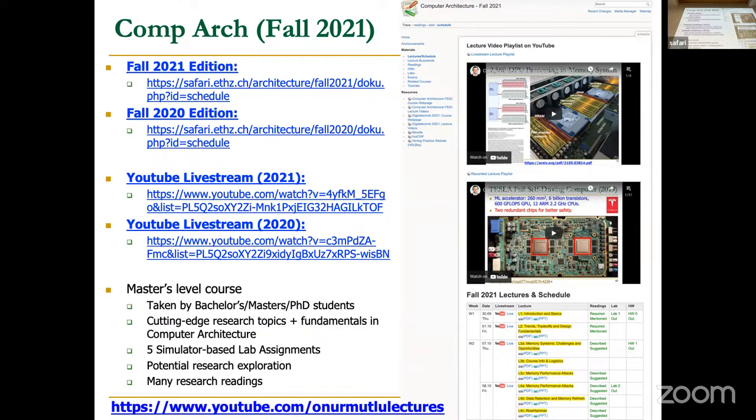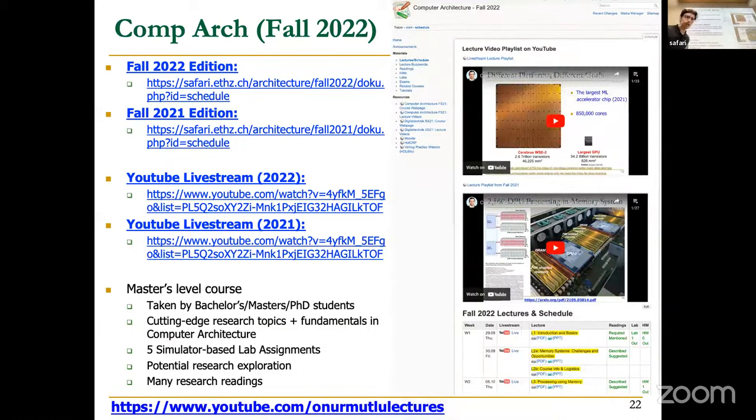And you have more links here. This is the fall 2021 edition. This is the fall 2022 edition. So exactly what we covered in the last course, last semester, last fall semester. Many of the materials will be the same, even though we update the materials every year, of course. But it might be good for you if you want to start studying or learning a little bit in advance.